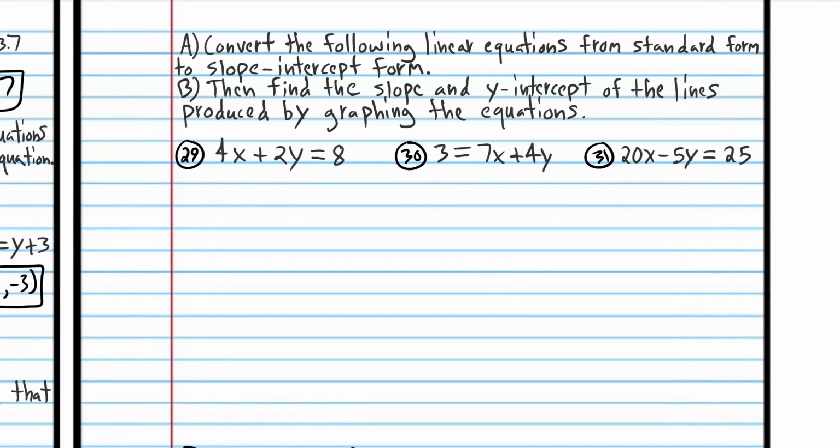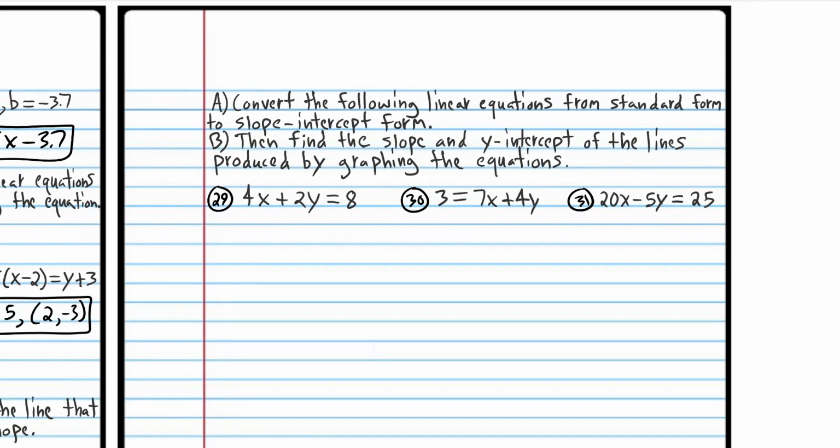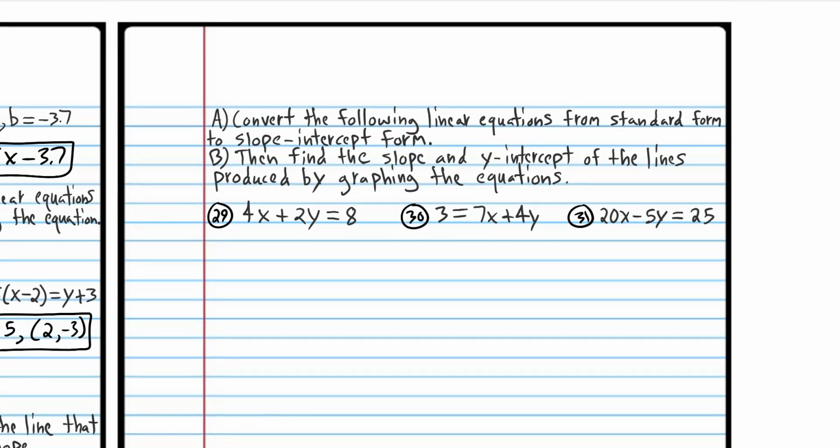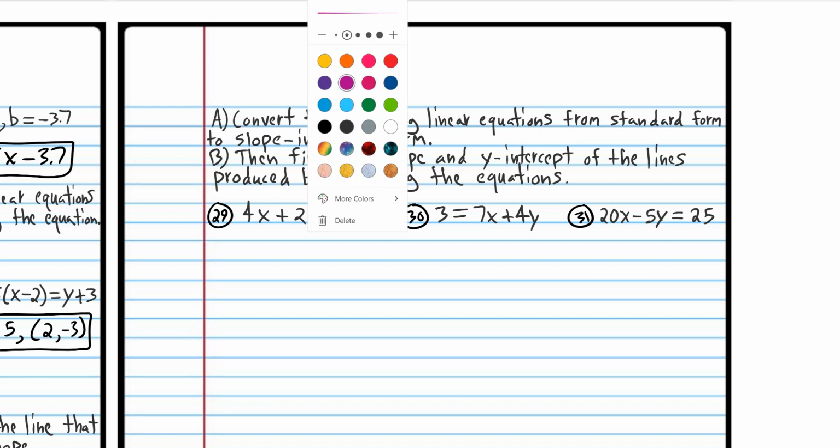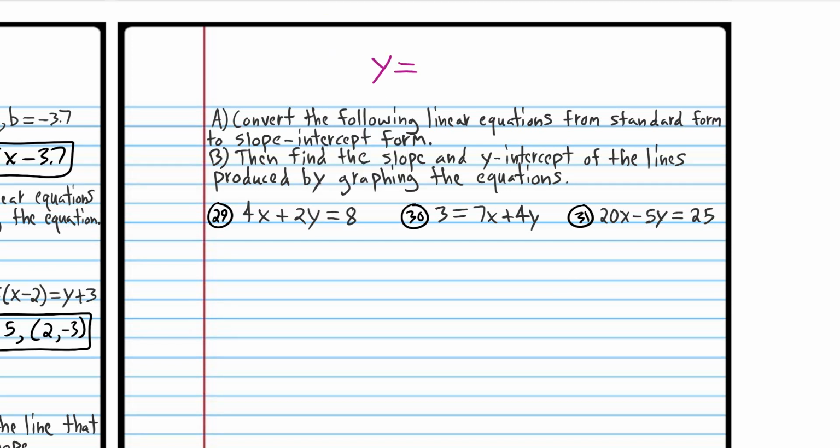Now we're going to take standard form, which is really not a very useful form, and we're going to change it to slope-intercept form, because slope-intercept form is more useful. Then once we put it in slope-intercept form, we're going to state the slope and the y-intercept, because we can see and identify them. Slope-intercept form is y equals mx plus b.